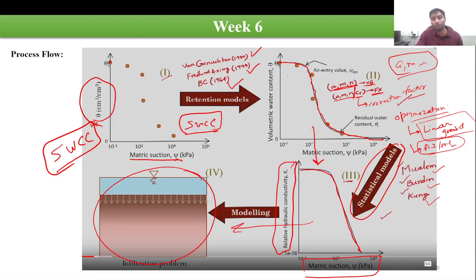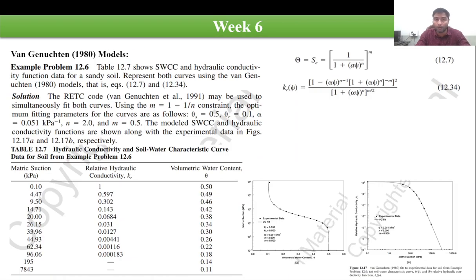So for this process flow which I have shown here, from SWCC to obtaining the relative hydraulic conductivity and the optimization of the prediction curve, we will learn about one software, the RETC software. It is open source software given by van Genuchten in 1991, having several functions for fitting van Genuchten methods and the BC model, etc. So we'll be using this software and we'll learn how to use it.